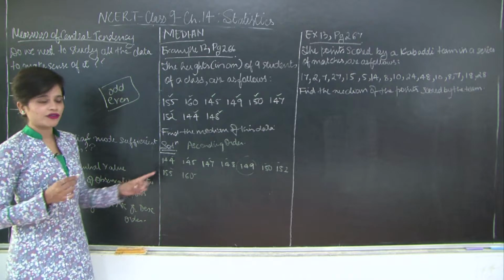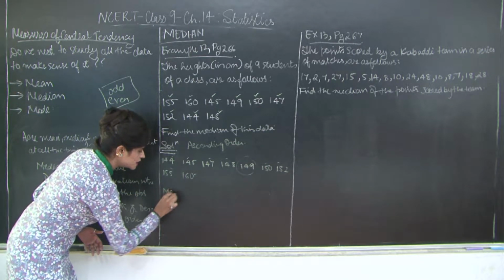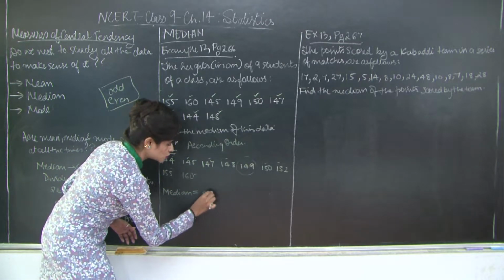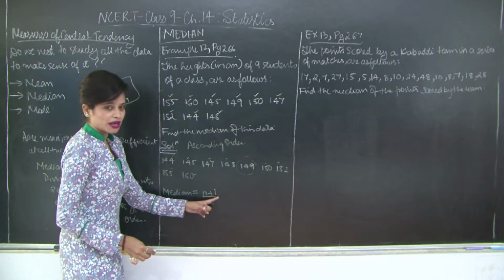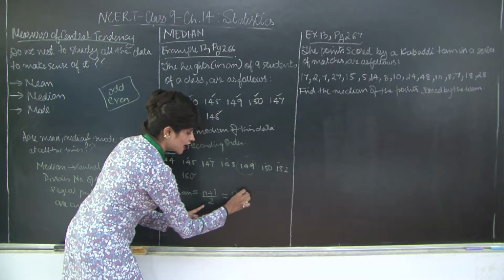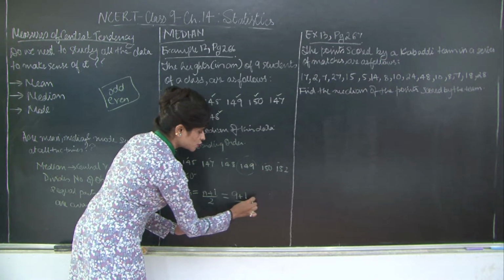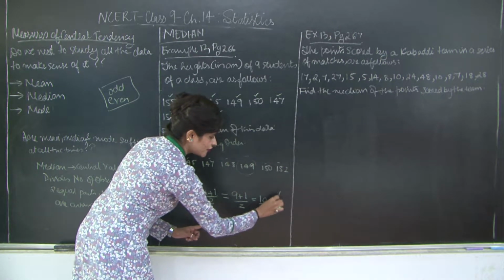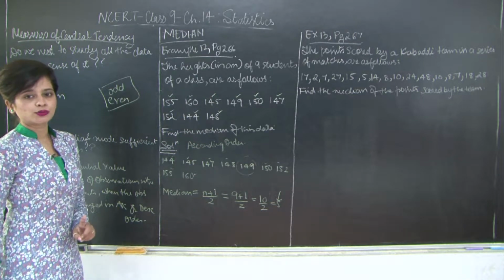When the number of observations that you have is odd, then the median is given by n plus 1 upon 2, where n is the total number of observations. Now the total number of observations that we have is 9. So 9 plus 1 is 10, upon 2, which is equal to 5. So the fifth observation, not the number 5, the fifth observation, is going to be your median.